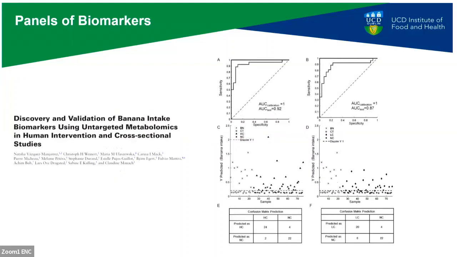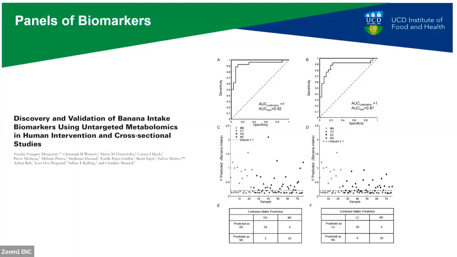Others are also interested in these panels of biomarkers. Here is just one example I took from the literature from Claudine Manach's group, where they were looking at banana intake. They used a combination, again, in a multivariate model of biomarkers to classify individuals into consumers and non-consumers of banana. You can see up here on the ROC curve on top that they had very good ability of classifying individuals into consumers and non-consumers.